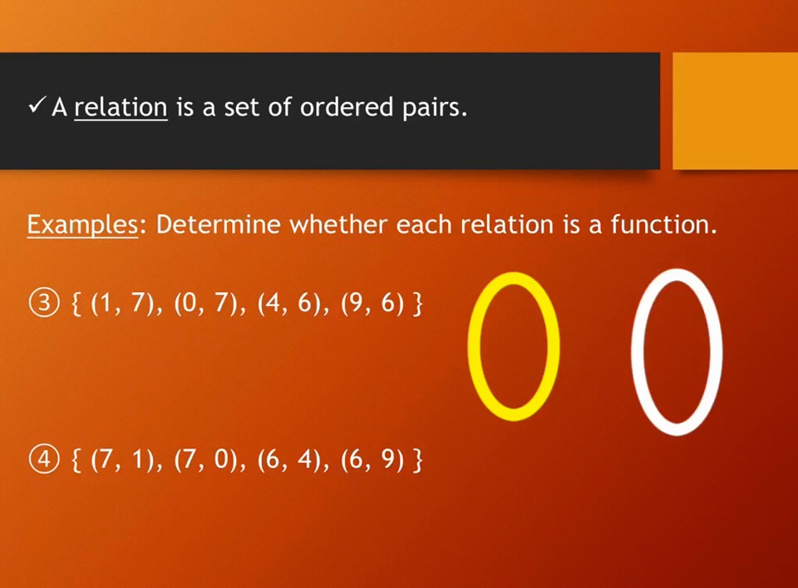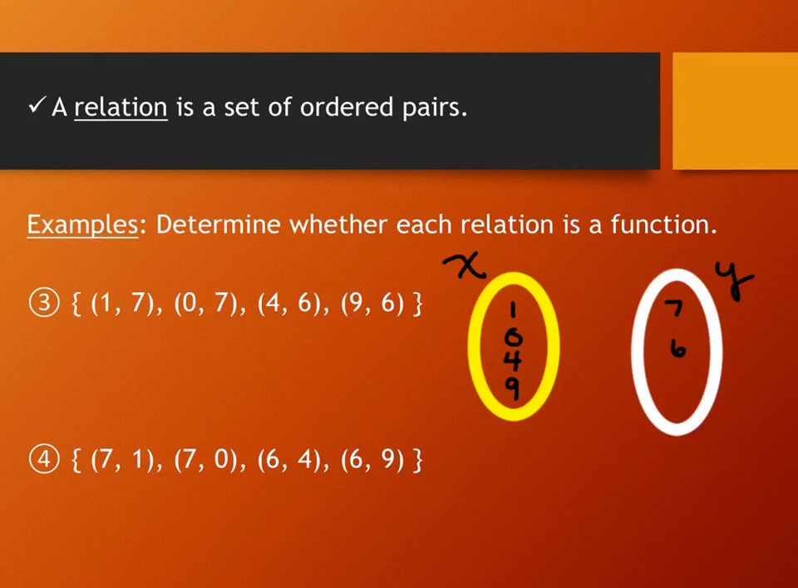And we're going to let our x values be in the yellow circle and our y values be in the white circle. And if we repeat a y value or an x value, we don't list it multiple times. It's already listed once, we move on, okay? So the first ordered pair is 1, 7. 1 is the x value, 7 is the y value. The second point is 0, 7. So 0 is the x value, 7 is the y value, but I've already listed 7 in the y circle. The third one is 4, 6. 4 is the x value, 6 is the y value. And the fourth one is 9, 6. So 9 is the x value and 6 is the y value. I've already listed 6, so I won't list it again.